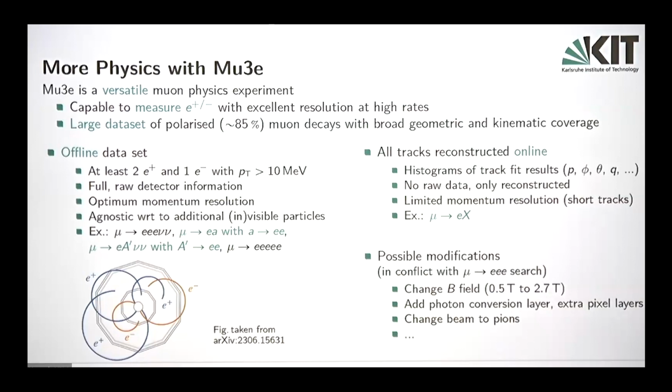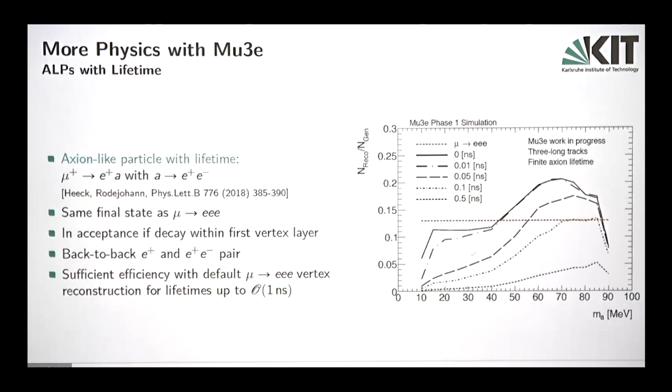And honorable mention, we can also modify the detector. I would say then it's a different experiment, because it conflicts with the MEG II search, where we can change the B field, add photon conversion layers, extra pixel layers, change the beam to pions. There are a few possibilities. So, muons with lifetime, MEG II, A to e+e-.